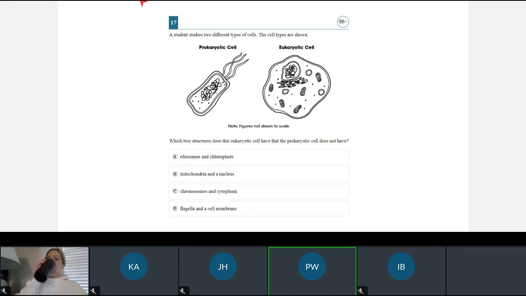A student studies two different types of cells. The cell types are shown: the prokaryotic cells on the left and the eukaryotic cells on the right. Note, figures not drawn to scale. Which two structures does the eukaryotic cell have that the prokaryotic cell does not have? A. Ribosomes and chloroplasts. B. Mitochondria and a nucleus. C. Chromosomes and cytoplasm. Or D. Flagella and a cell membrane.